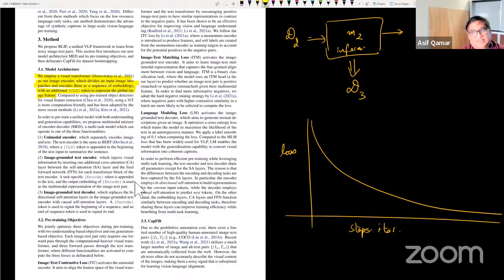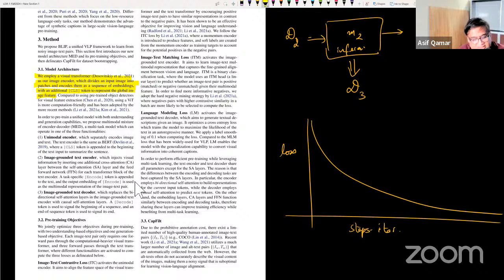Preferentially, it has to pay attention to the whole meaning of the sentence, right? So compared to using pre-trained object detectors for visual feature extraction, using ViT is more computationally friendly and has been adapted to these things at scale. In order to pre-train a unified model with both understanding and generation capability, we propose a multimodal mixture of encoder-decoder, a multitask model.